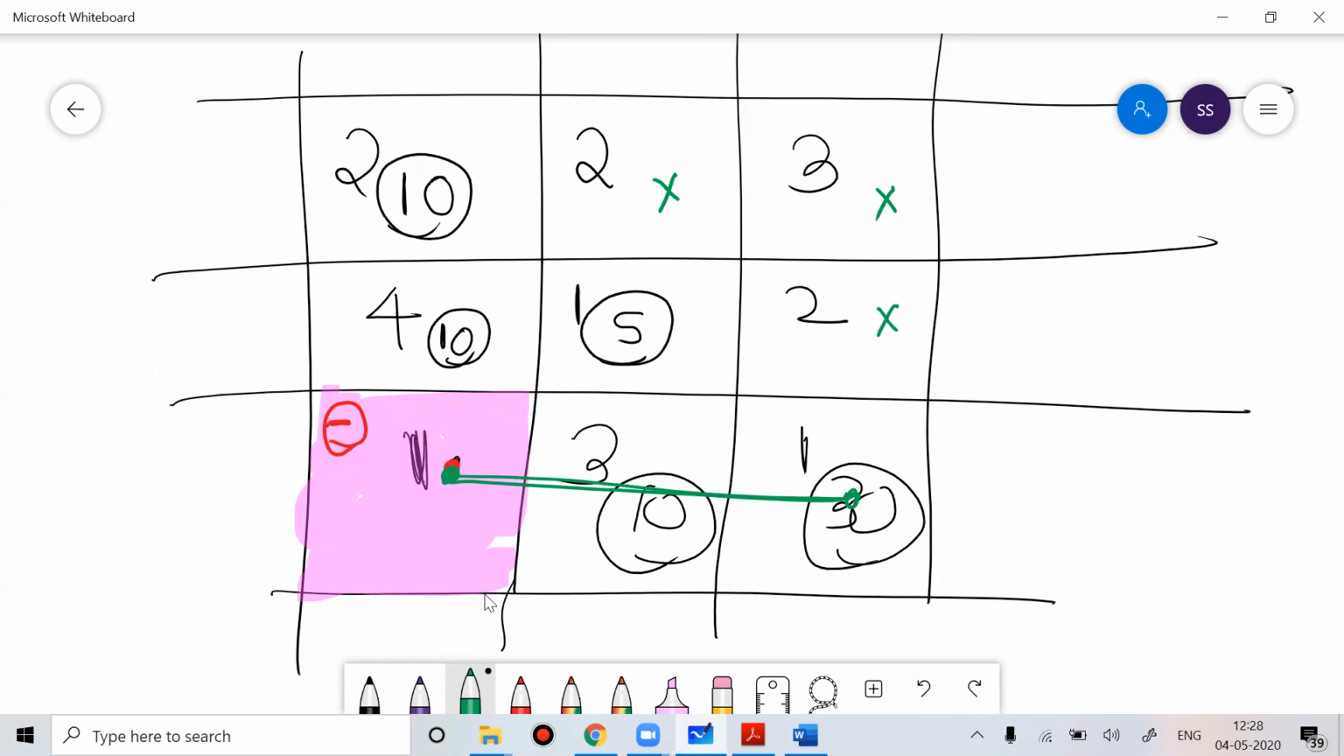So from here you cannot go here. You cannot go here; you can only go to the allowed cells. You can only move on occupied cells, and you have to move at 90 degrees. You cannot move 45 degrees and all.